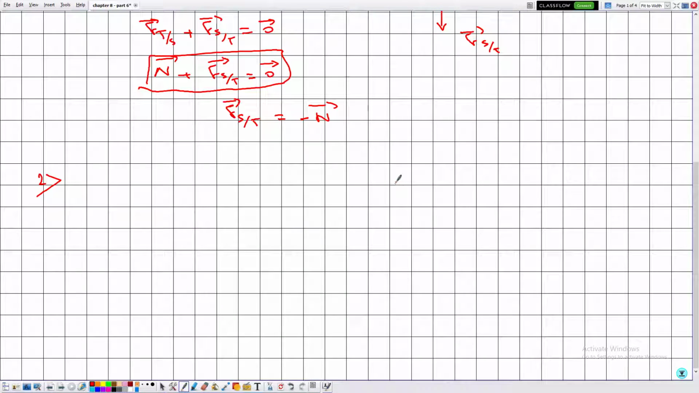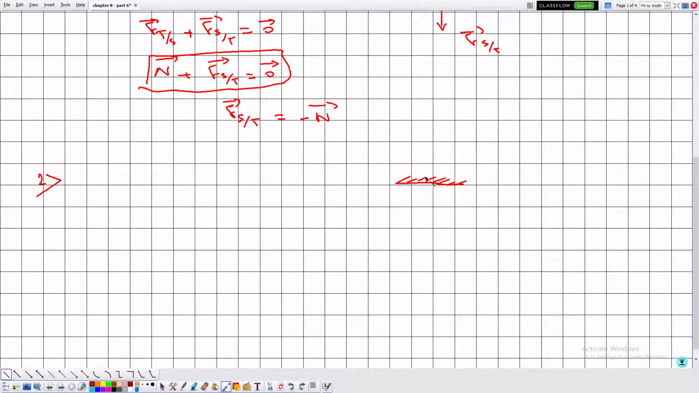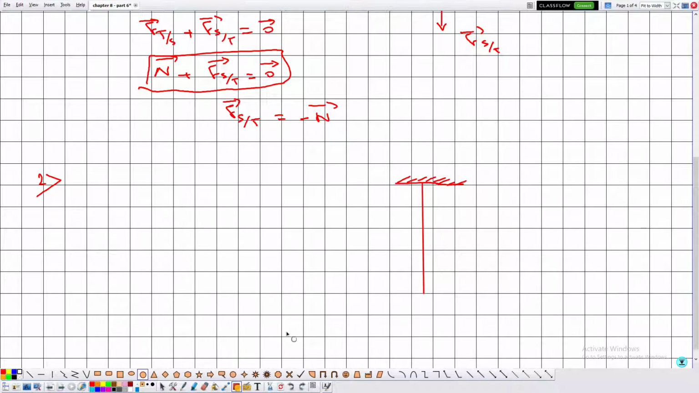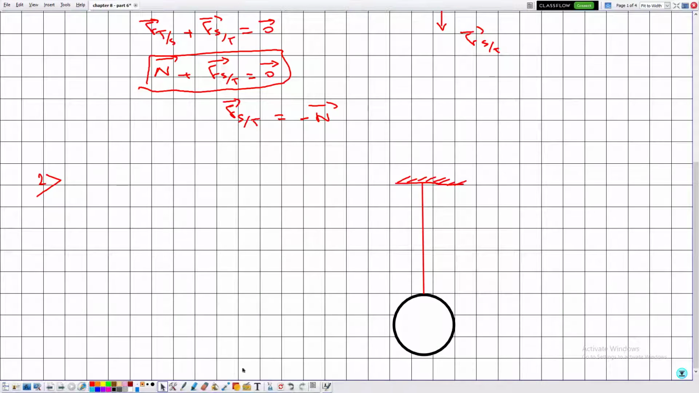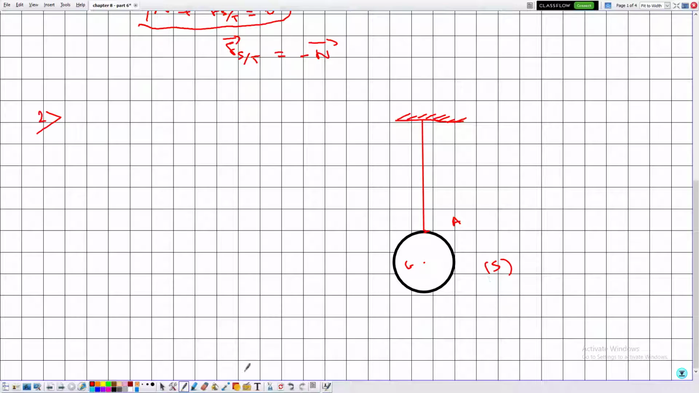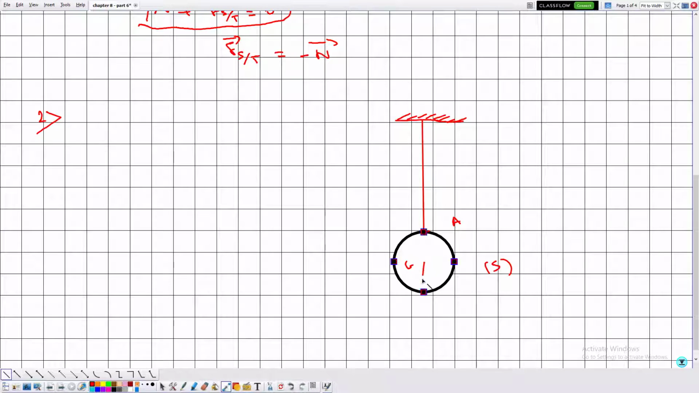So suppose here we have a support, and here we have a string suspended like this, and here we have a ball. And this is the point A, and this is the point G, the center of gravity of the ball. Now what are the forces acting on the solid? As we know that we have the weight which is vertically downward like this, and we have the tension along the string which is vertically upward like this.